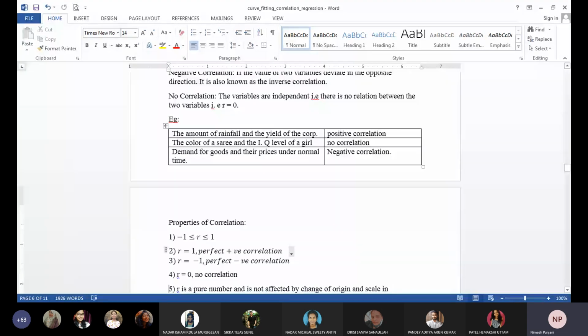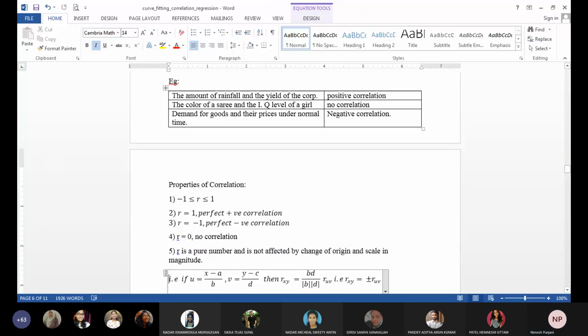Properties, very important with respect to your MCQs. r, that is small r, the coefficient of correlation, lies between -1 and +1. When r is equal to 1, it is said to be perfect positive correlation. When r is equal to -1, it is said to be perfect negative correlation. If r is equal to 0, then there is no correlation because the two variables are not related.